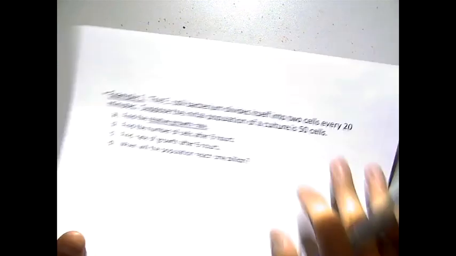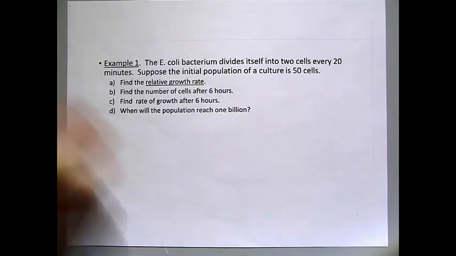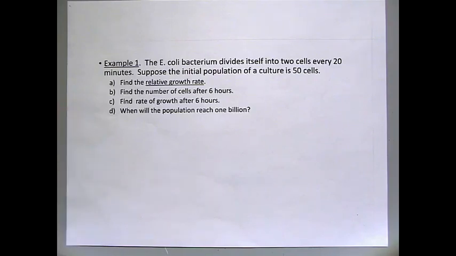All right, so here's the first example. Many bacteria, simple organisms, they grow, our cells in our bodies grow the same way. They grow by dividing themselves into 2 every so often. And a lot of bacteria do that too. They're very simple organisms. So the E. coli bacterium divides itself into 2 cells every 20 minutes. That means for every 20 minutes you wait, the number of bacteria that you're tracking will double, right?